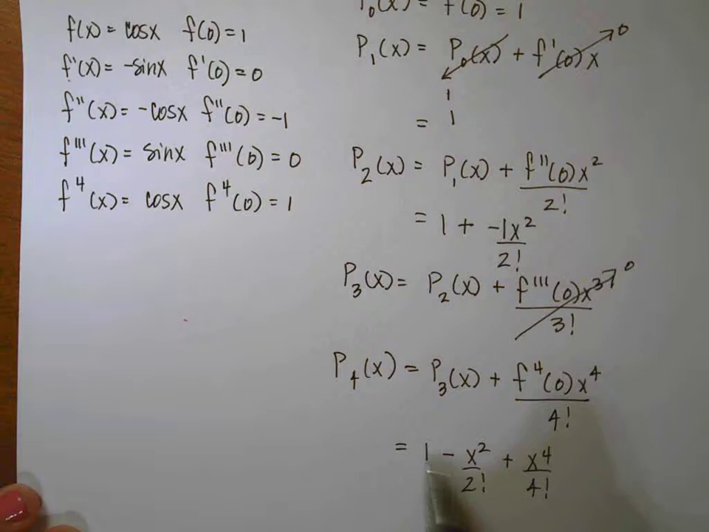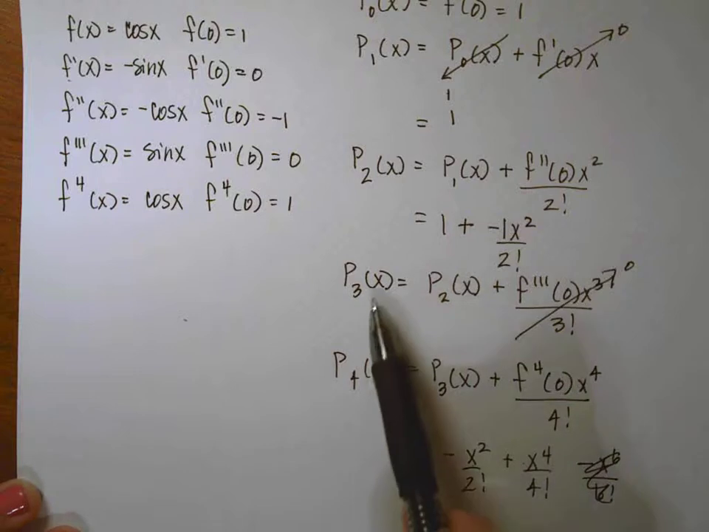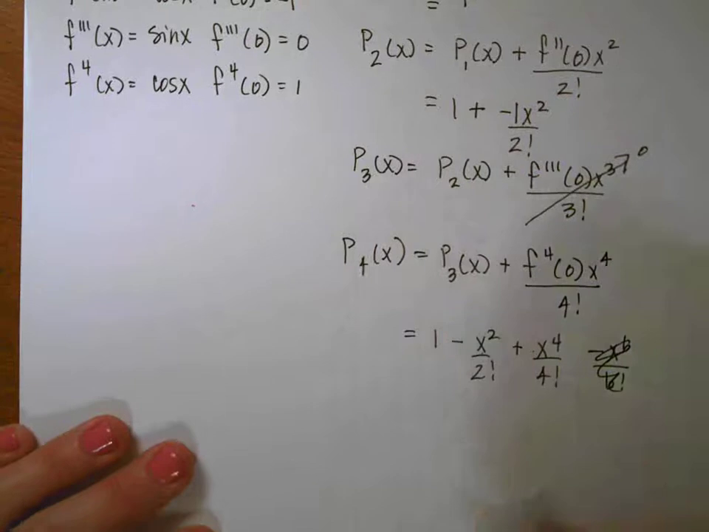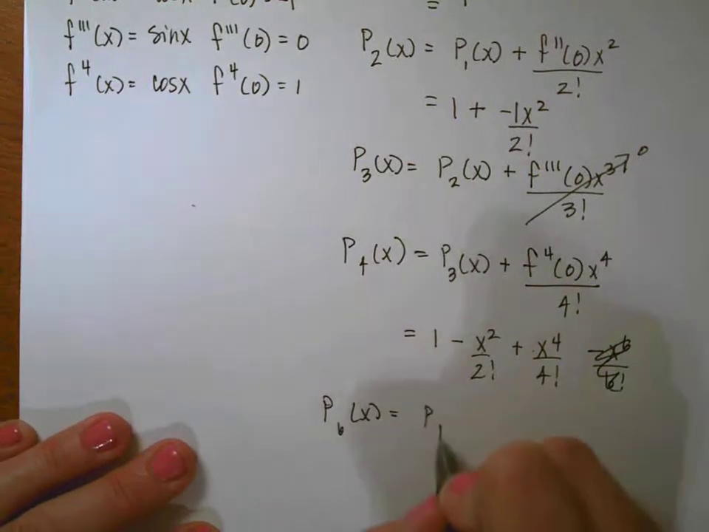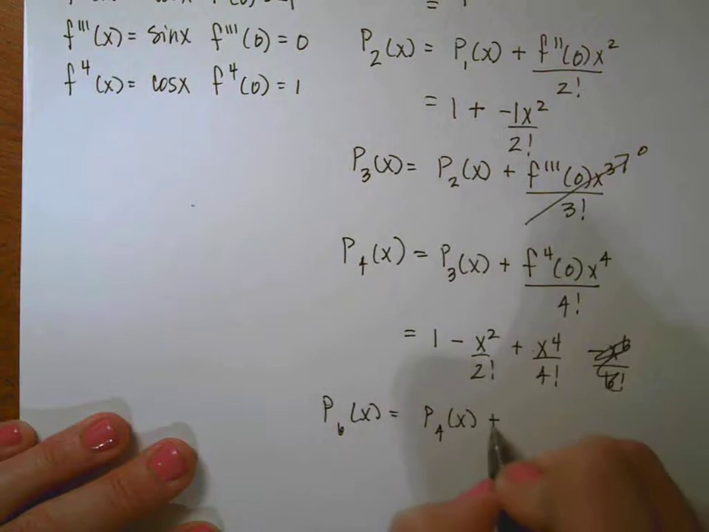And then for my sixth, the pattern's going to continue, so the fifth is going to go away. So I went negative, positive, so the next is going to be negative x to the sixth over 6 factorial. Oops, sorry, I shouldn't put that there. So p5 is going to be like p3. There's not going to be a value, so it's going to be the previous.